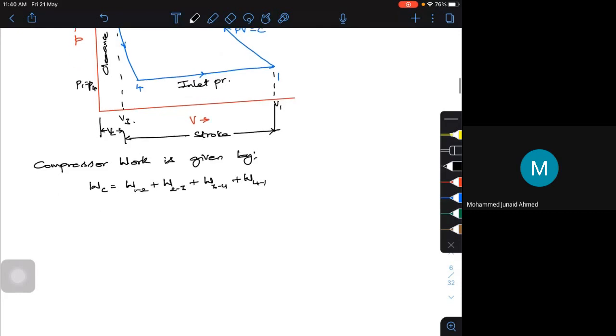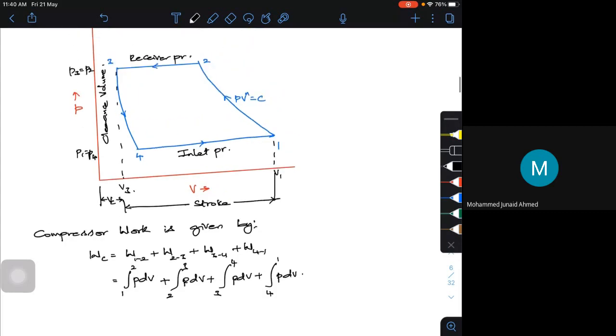Okay. So what will be the expressions actually? We know that it is integral of PdV. This is from 1 to 2. This is integral of PdV from 2 to 3. This is integral of PdV from 3 to 4. This is integral of PdV from 4 to 1. So now write the expressions for each and try to add them.